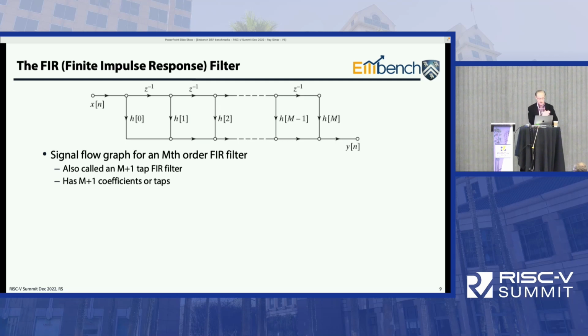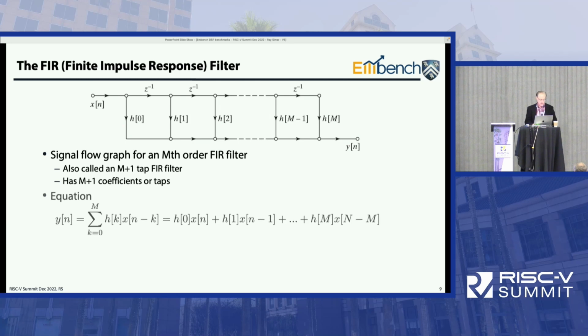We've got an input x[n] that's going to come in. Let's say we've got coefficients 0 to M, so it's an Mth order filter. That means if it's 0 to M, there's M plus 1 filter coefficients for this. Here's the equation for it.